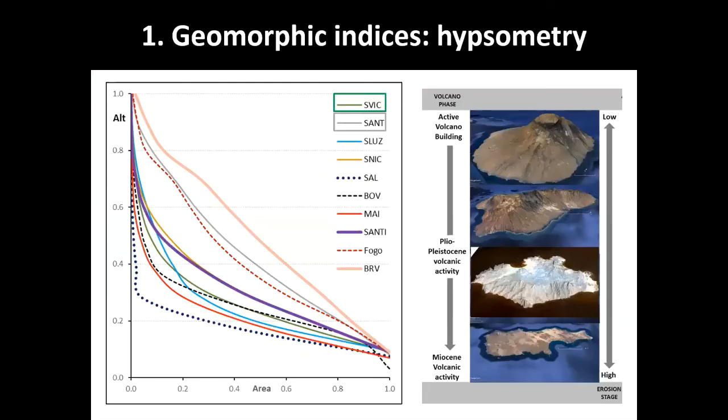From a general point of view and from hypsometry, and comparing with other islands, we can see that these two islands are very distinct. Santo Antão shows a relief with a low erosion stage. We can see in the hypsometric curves that Santo Antão is this one. Meanwhile, São Vicente is a high erosion stage, where significant parts of the volcanic edifice have been eroded, like we can see in this perspective. This is Santo Antão and this is São Vicente.